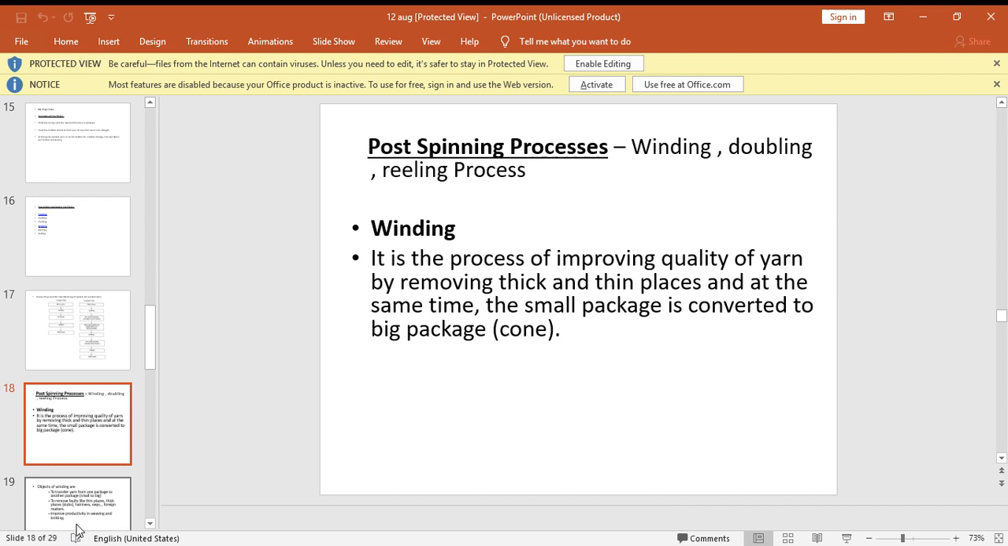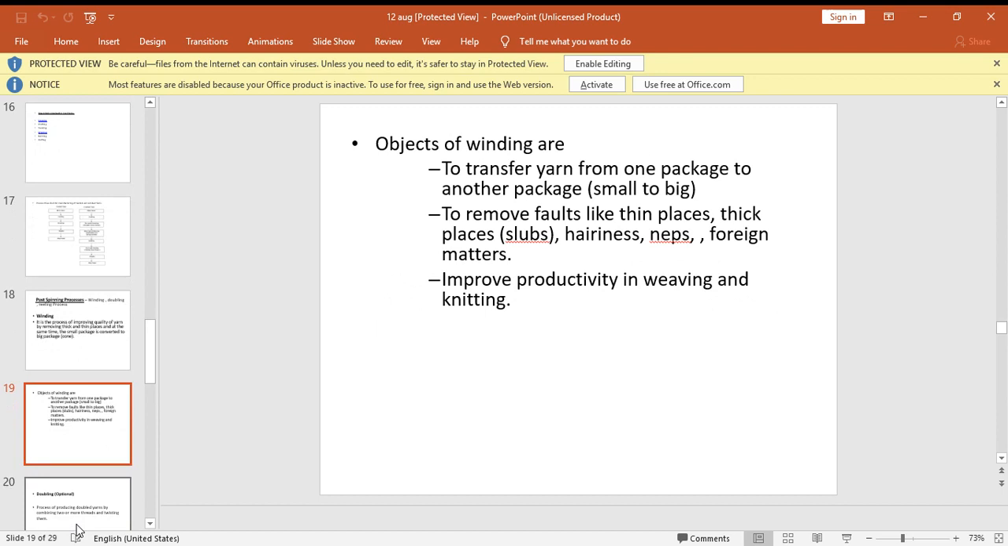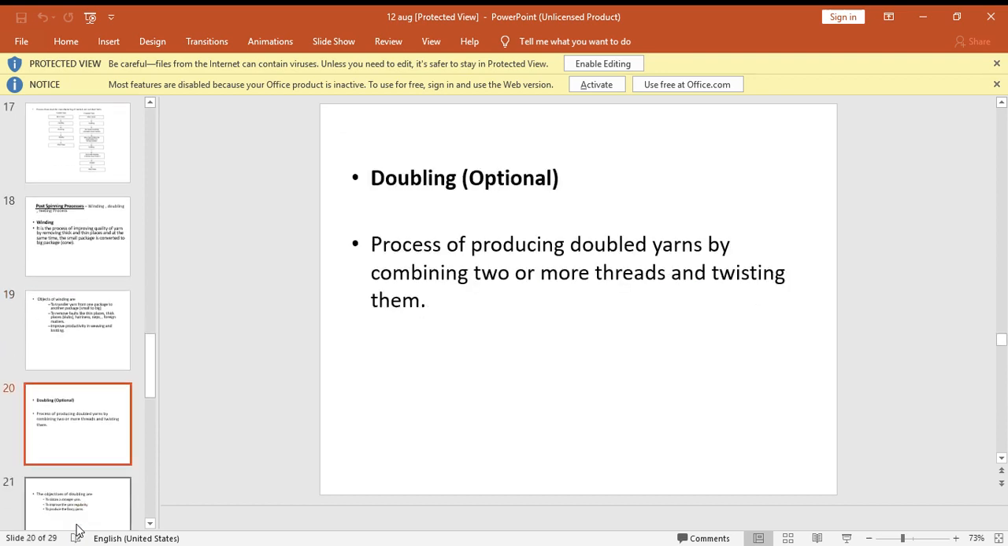So what are the post spinning processes? That is winding, doubling and reeling processes. Winding is a process of improving quality of yarn by removing thick and thin places, and at the same time the small package is converted to a big package. Objectives of winding are to transfer yarn from one package to another, small to big, to remove faults like thick and thin places, hairiness, slubs, and foreign matters, and to improve productivity in weaving and knitting.